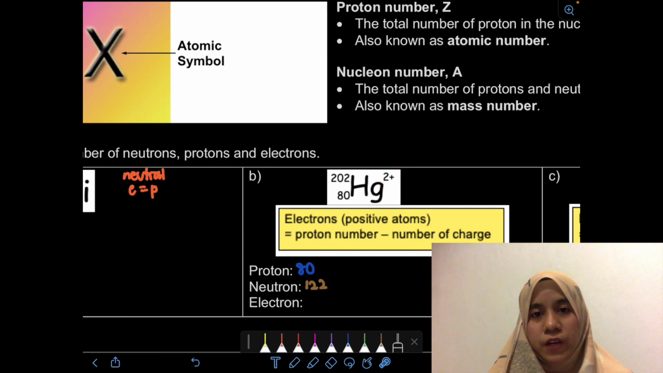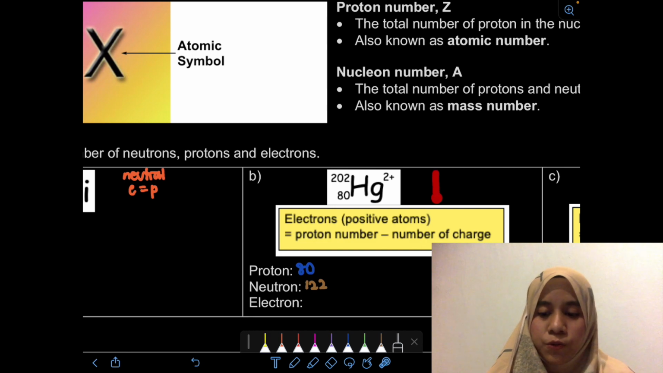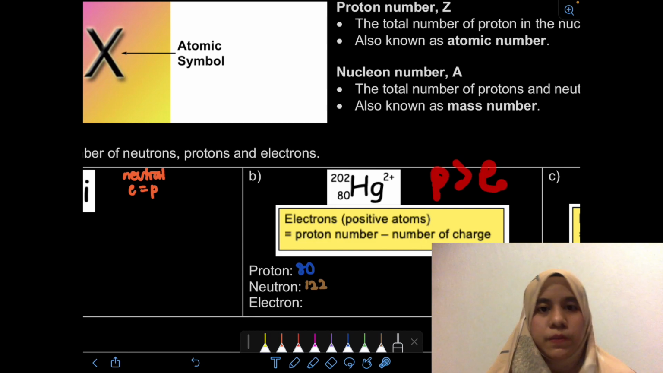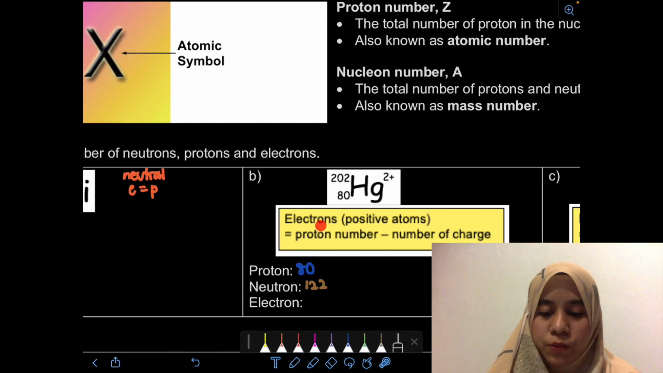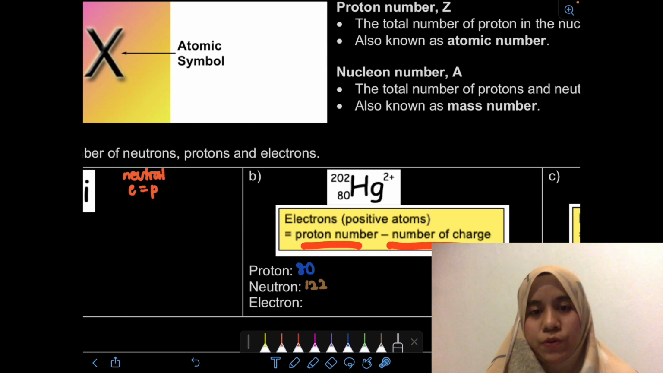So how are we going to find out the number of electron? So kita tahu proton is more than electron. But how to calculate it? So inilah simpelnya. Untuk elektron yang positive atom, kita akan proton number minus the number of charge.